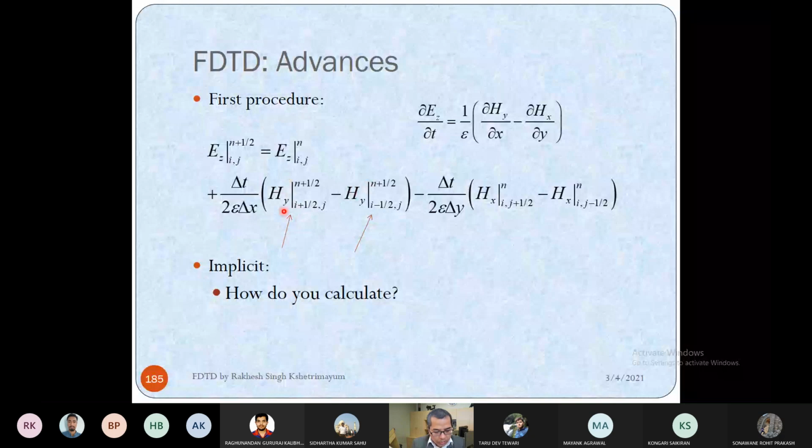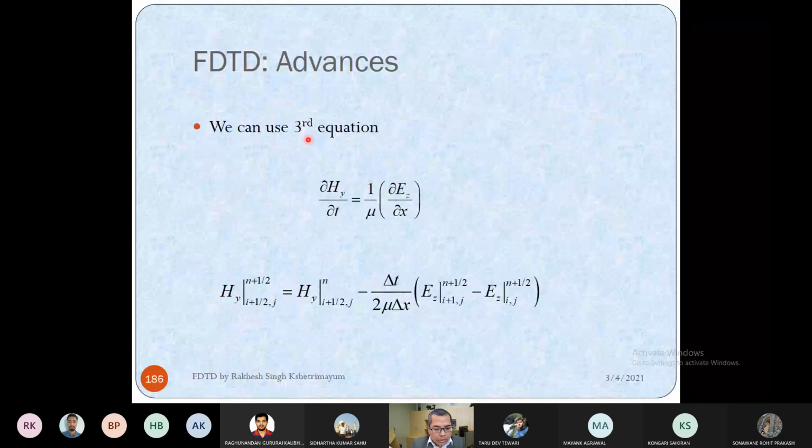So how do you take care of this kind of term here? You use the third equation. The third equation is ∂Hxy/∂t = (1/μ) ∂Ez/∂x. You can simplify the third equation, ∂Hxy/∂t.